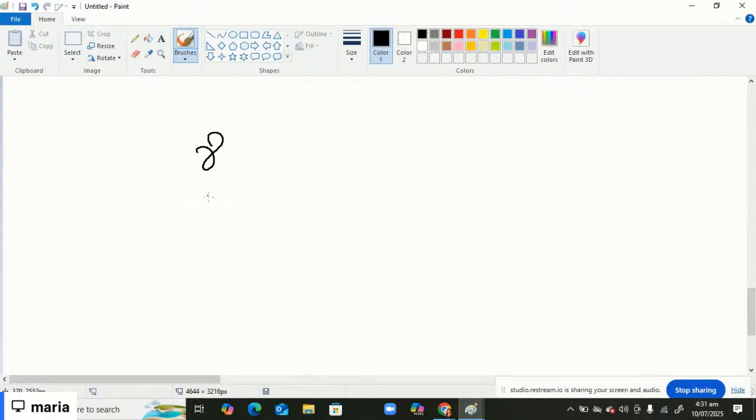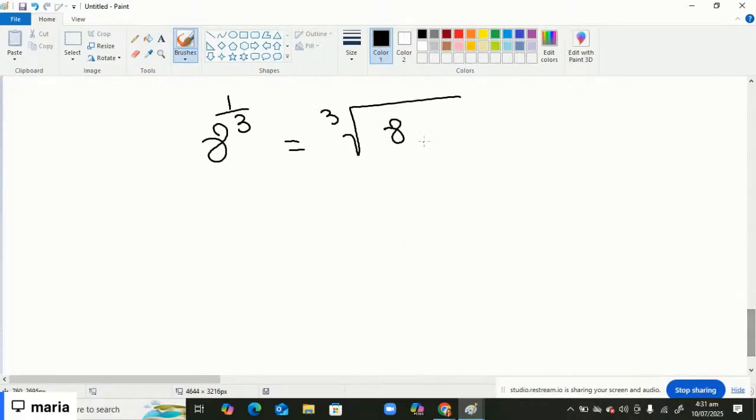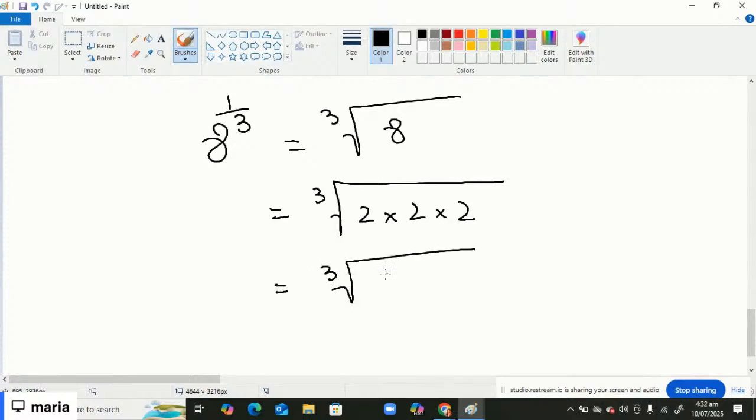Let's suppose I'm going to write 8 here. Sorry, 8 to the power of 1 by 3. What does it mean? It means the 3rd root, and this is 8. If they ask us to solve it, we do it this way. 2 times 2 is 4, 4 times 2 is 8. So the 3rd root of 2 power 3. Now this 3 should be cancelled and your answer is 2.